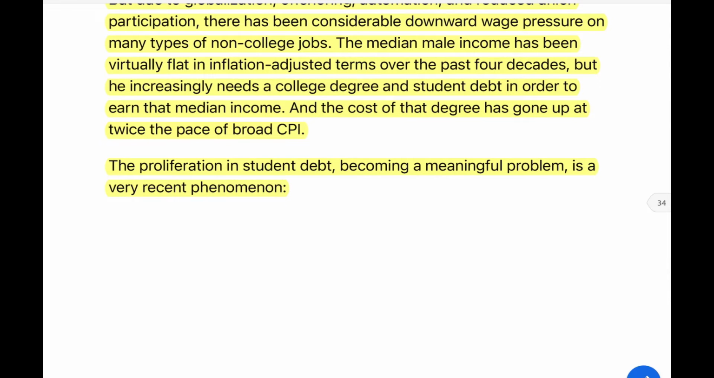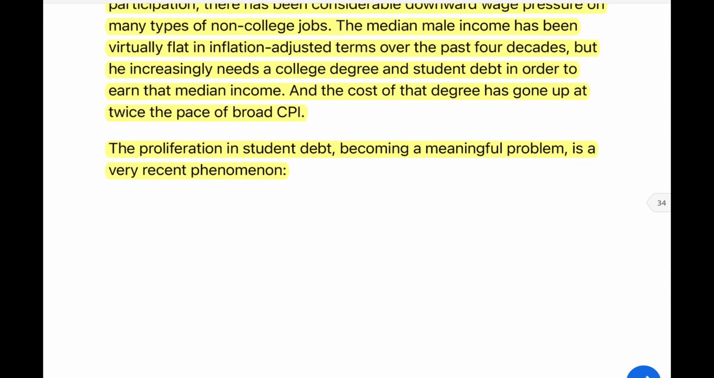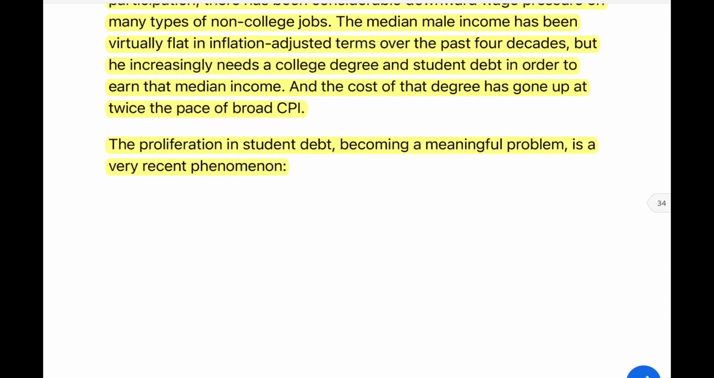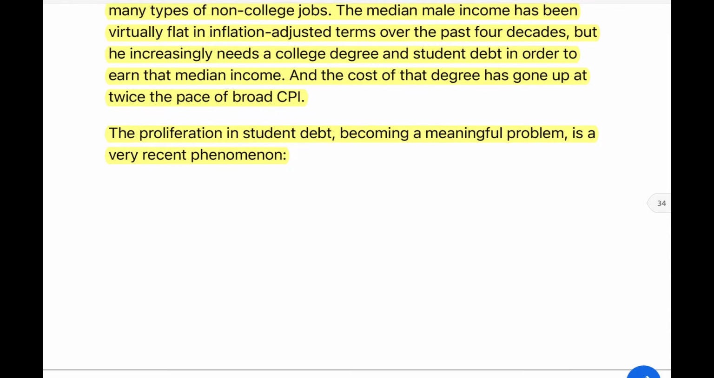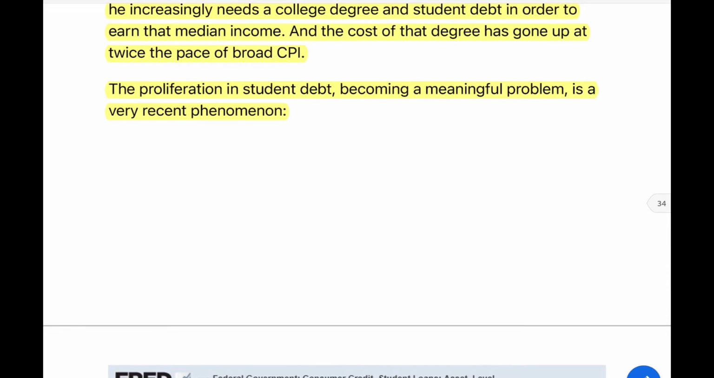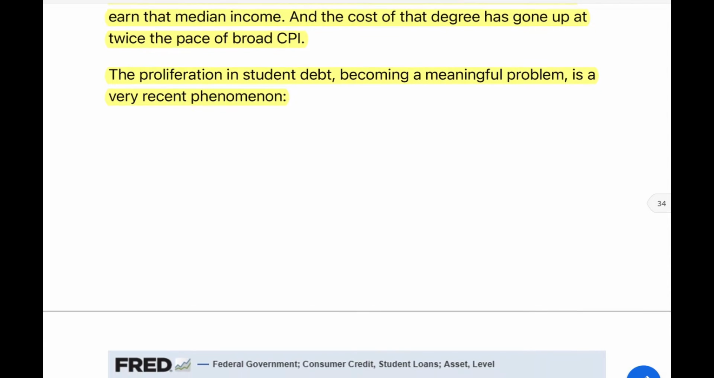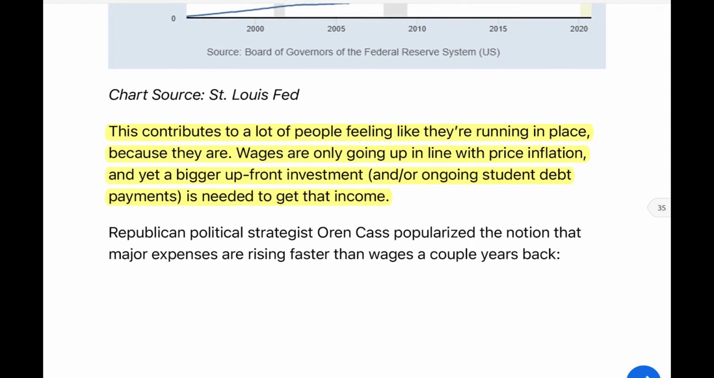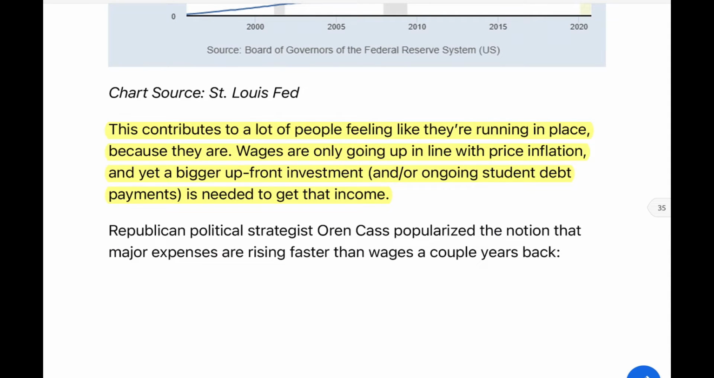non-college jobs. The median male income has been virtually flat in inflation-adjusted terms over the past 4 decades, but he increasingly needs a college degree and student debt in order to earn the median income. And the cost of the degree has gone up at twice the pace of the broad CPI. This contributes to a lot of people feeling like they're running in place, because they are. Wages are only going up in line with price inflation, and yet a bigger upfront investment or ongoing student debt payments is needed to get that income.